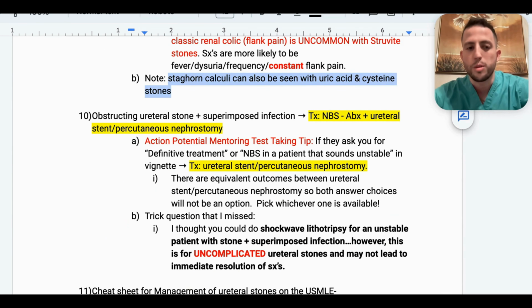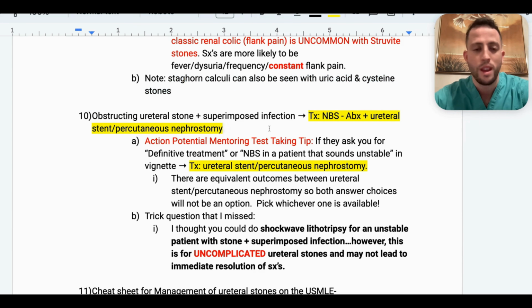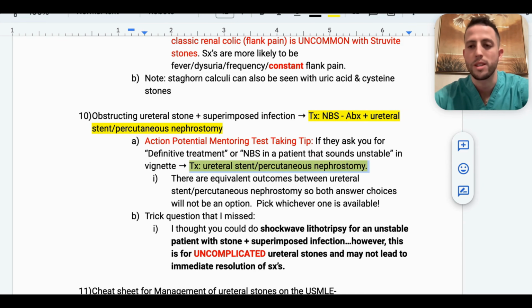Okay, so if there's an obstructing ureteral stone and a superimposed infection, what's your treatment? Well, the next best step is going to be antibiotics with ureter stent or percutaneous nephrostomy as needed. An action potential mentoring test taking tip: if they ask you for definitive treatment or a next best step in a patient that sounds unstable in the vignette, your treatment is going to be the ureteral stent and percutaneous nephrostomy. You definitely want to have those options in your wheelhouse if the patient sounds very sick or unstable. There are equivalent outcomes between ureteral stent and percutaneous nephrostomy, so both answer choices will not be an option. You pick whichever answer choice is available in the answer choices.